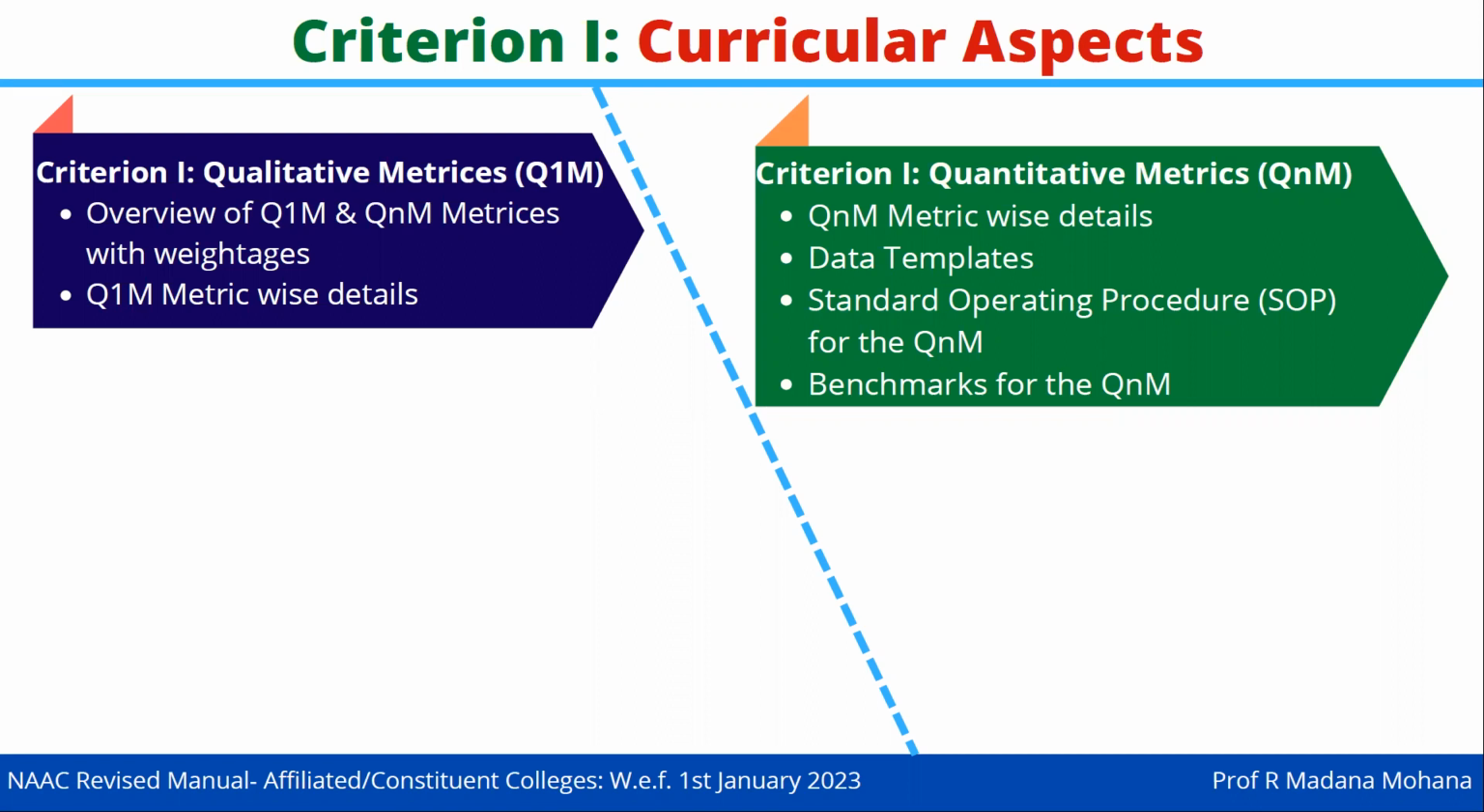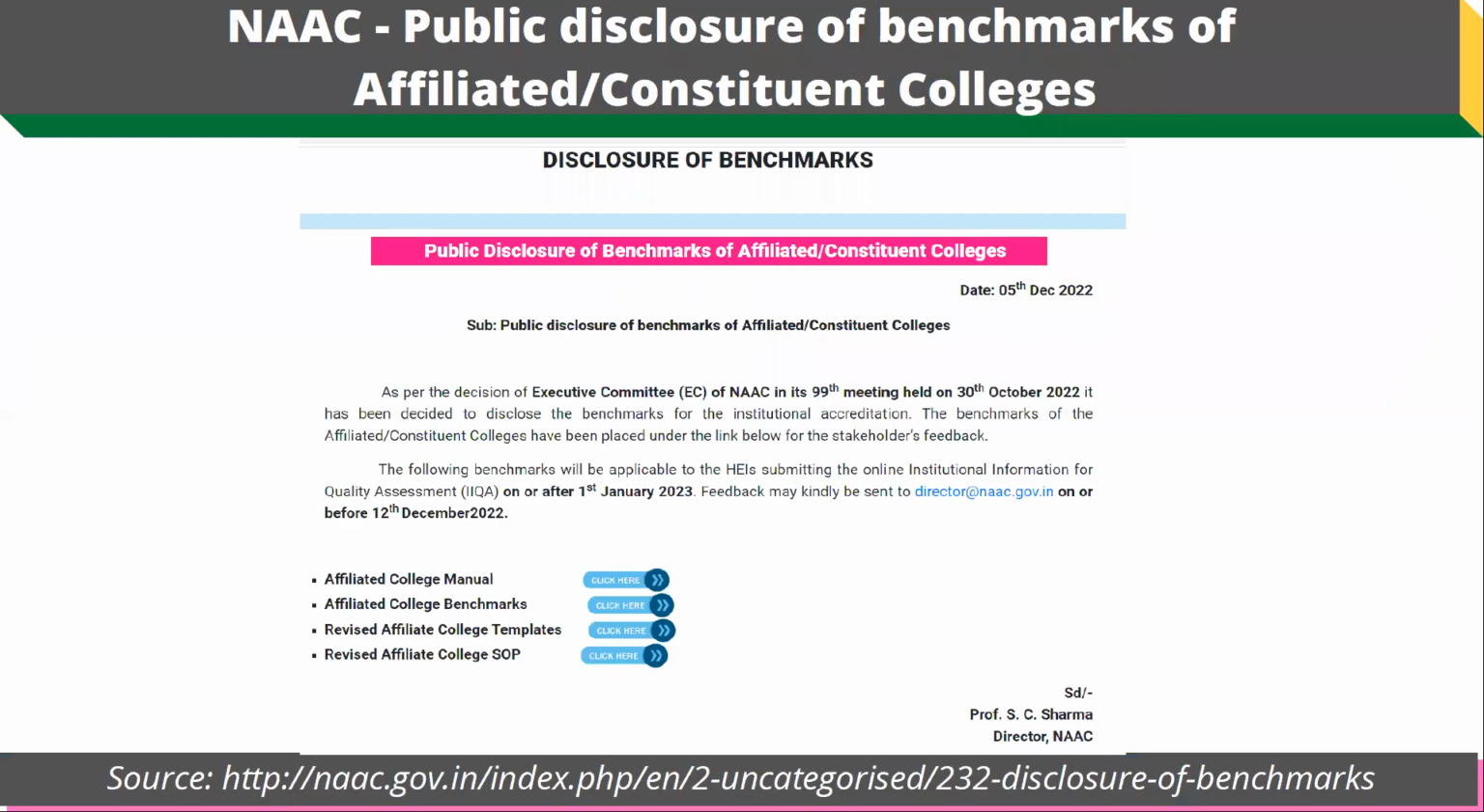Qualitative metrics are evaluated by the NAAC peer team on-site visit to the campus, whereas quantitative metrics are evaluated through a third party, which is called DVV by NAAC. That is completely online evaluation only. So let us see one by one in detail.